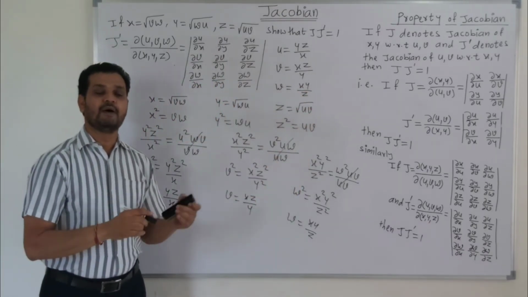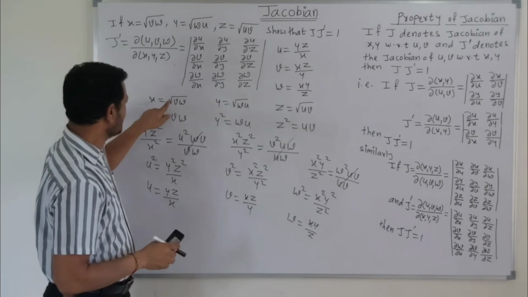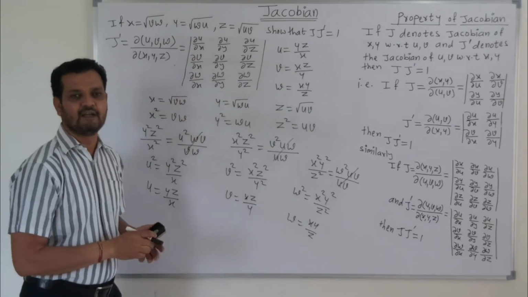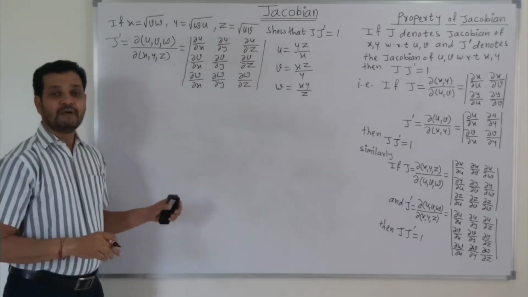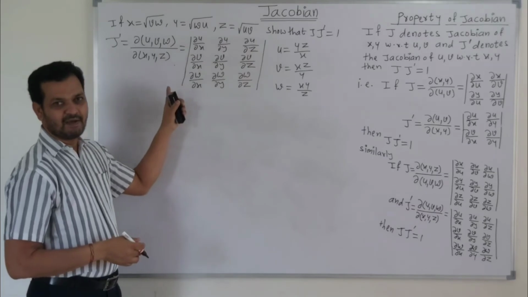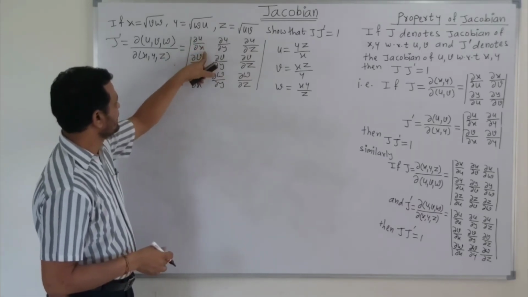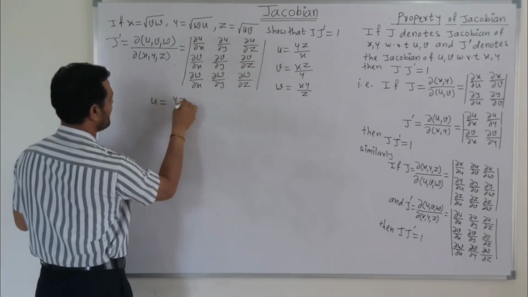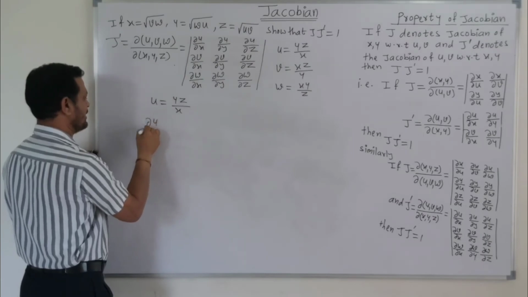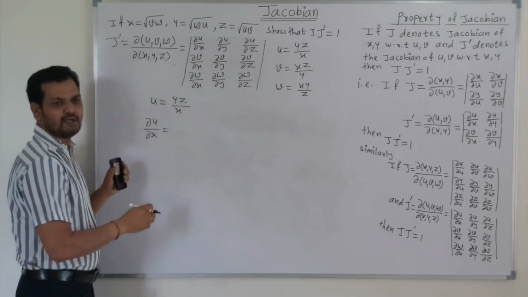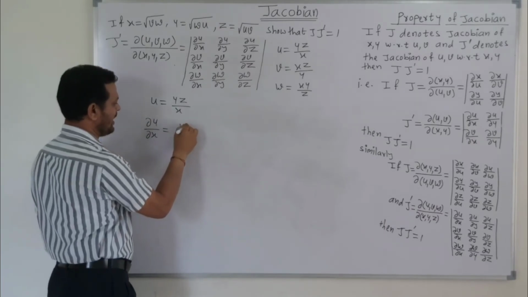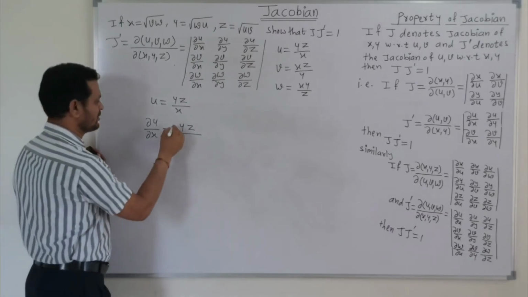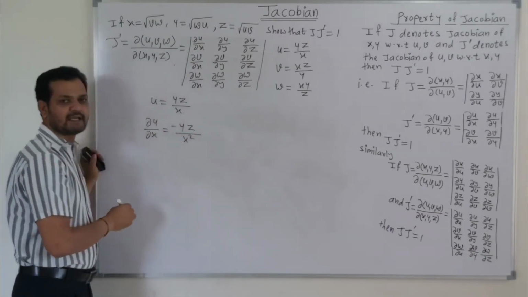So through this calculation, we convert the variables x, y, z in terms of u, v and w, so that we can easily get the value of this determinant. Now friends, to evaluate this determinant, we require the partial derivatives of u with respect to x, y and z. Here u is given by yz upon x. Now take the partial derivative of u with respect to x. So x is in the denominator, so y and z are constant. Derivative of 1 upon x is minus 1 upon x square. So this is minus 1 upon x square.